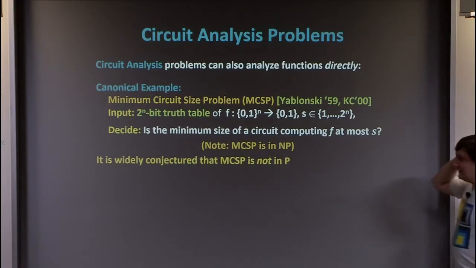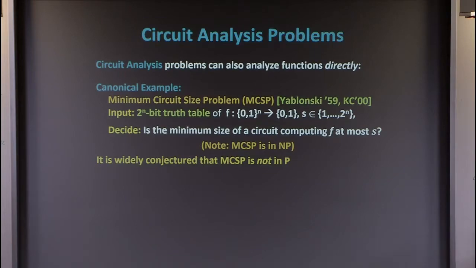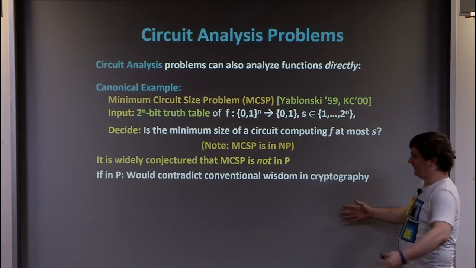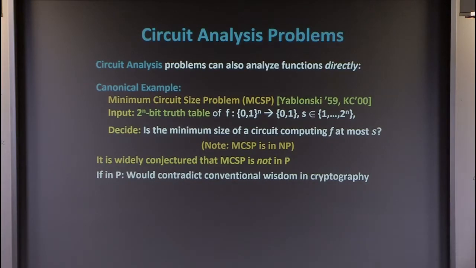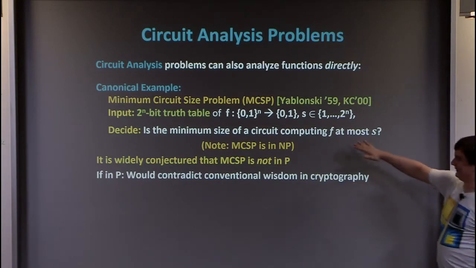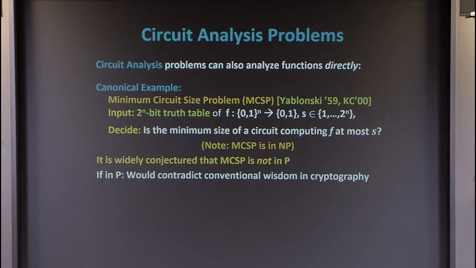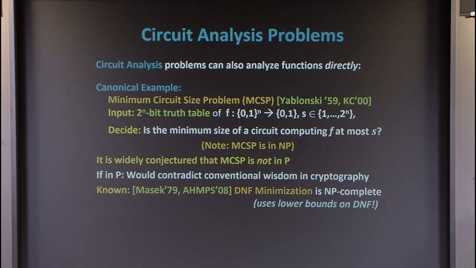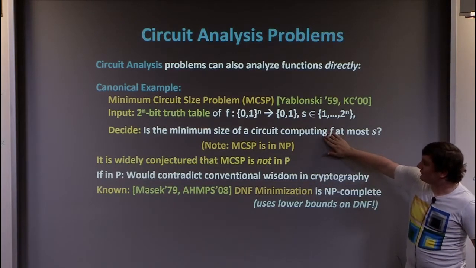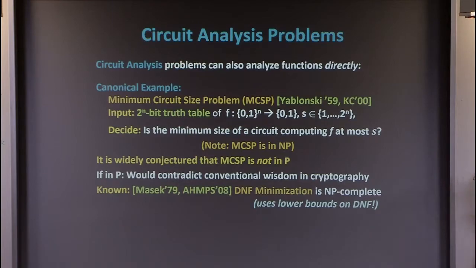And it's widely conjectured this problem is not contained in polynomial time. If it were in polynomial time, we could break any pseudorandom function candidate, for example. Any circuit that's trying to pretend it's a random function would be exposed by our powerful polynomial time algorithm. We could just compute the circuit complexity of the supposedly pseudorandom bits it's giving us. Now, in terms of hardness, it is known that finding the minimum size of a DNF computing this function is NP-complete.